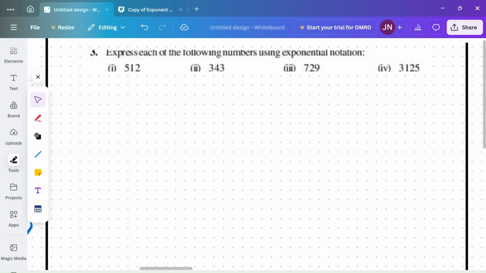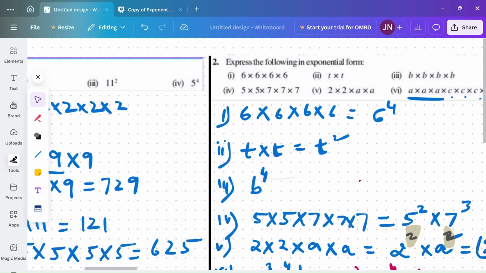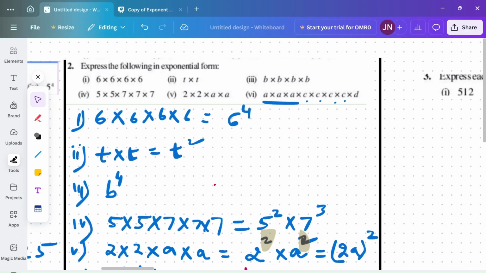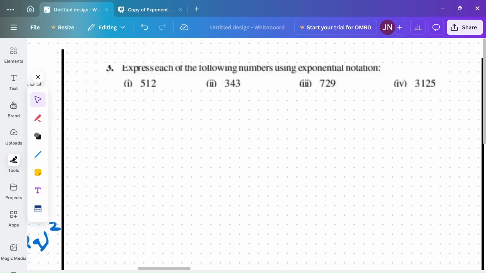Now, how do you write the product form? I want you to go back to the first question. Yeah, even the second question would do. Now you can see that in each of these questions, you have written the same number and then the product of that number, right? So we have to write these numbers in such a form. And the best way to do it is doing factorization of the numbers.